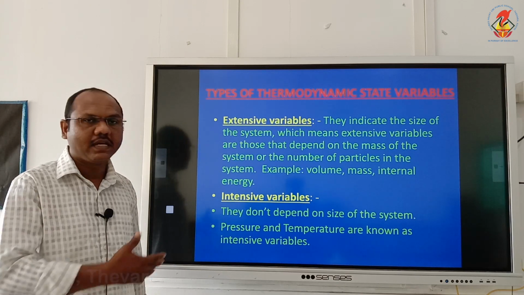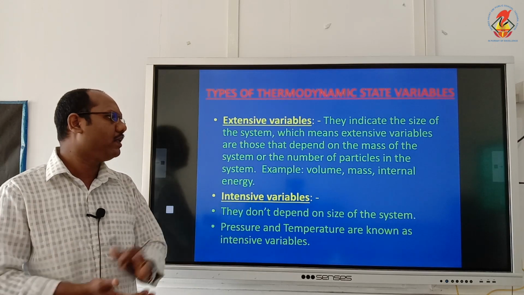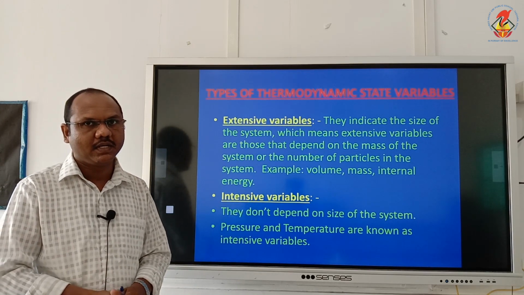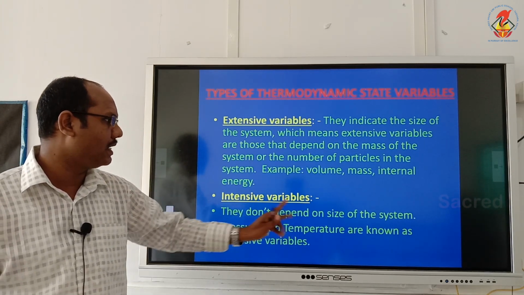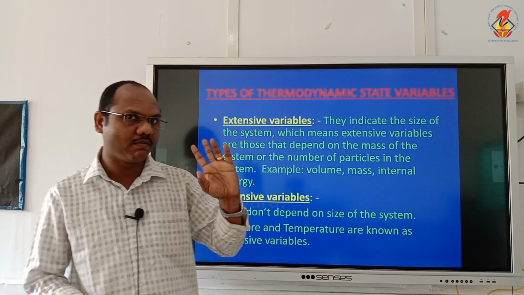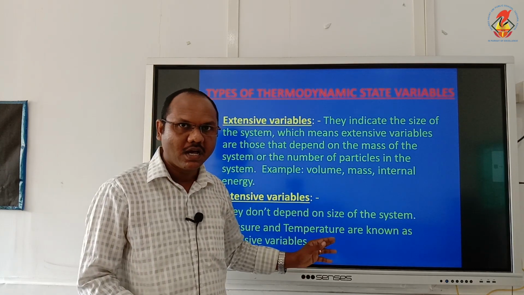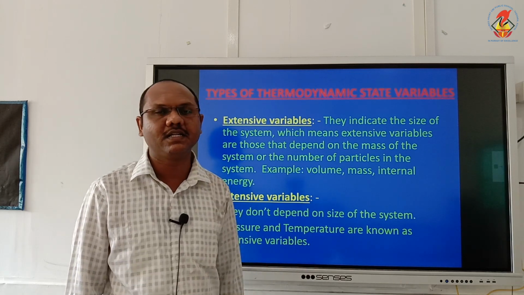Okay. Now comes the intensive variable. So, what is an intensive variable? They do not depend on the size of the system. Examples: pressure and temperature. So, pressure and temperature, remember the examples, okay? Pressure and temperature are intensive variables, whereas volume, mass and internal energy are extensive variables. So these 5 are state variables. Out of that, these 3 are extensive variables and these 2 are intensive variables.